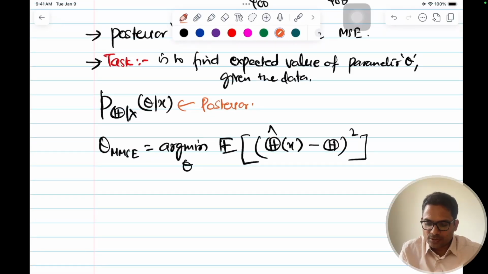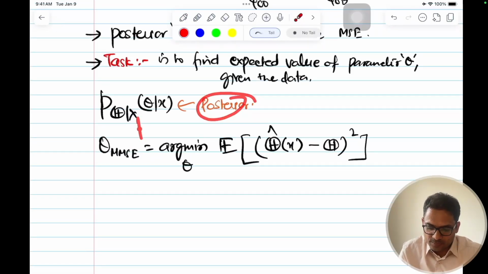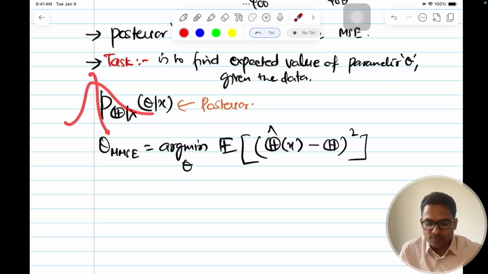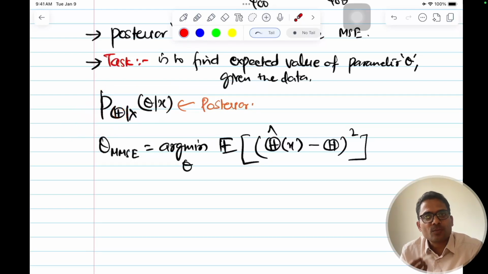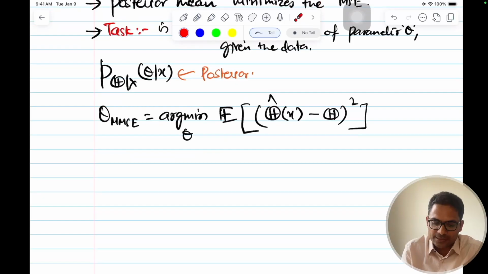So expected value. This is the posterior, the distribution of the parameter after I have seen the data. What is the formula for expected value? If not, check the expected value video. I'll put the link in the description. Okay, explanation of what we have done.